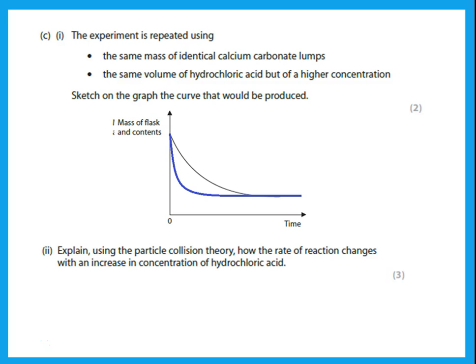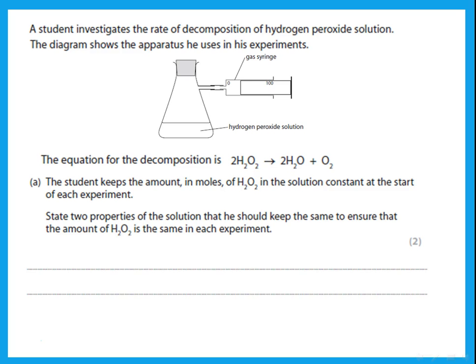Explain using the particle collision theory how the rate of reaction changes with increase in concentration. Remember that we said if I increase concentration, what happens? I have more particles, so more frequent collisions, so faster reaction. Please add to that faster reaction, because he's saying explain how the rate changes. So you have to say first that the rate increases, since more particles, so more frequent collisions.